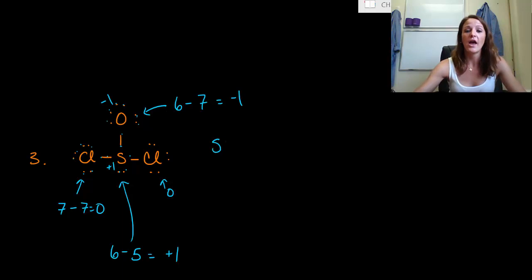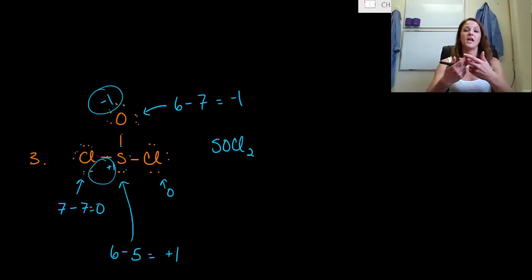So if we were to write out SOCl2, we would see that the -1 on the oxygen and the +1 on the sulfur combine together to give an overall charge of 0, which is correct. So this is perfect. All of our formal charges add up to give us the correct total number.